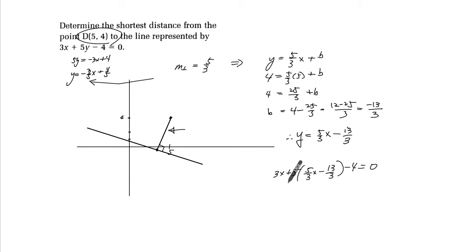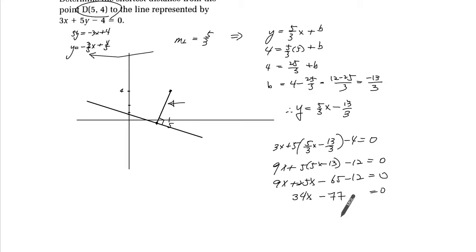Let's multiply everything by 3 to get 9x. If you multiply the 3 in here, you get 5x minus 13. Multiply that by 3. 9x plus 25x minus 65. 34x minus 77. 34x is equal to positive 77, so x is 77 over 34. Fortunately, it's not a nice value.